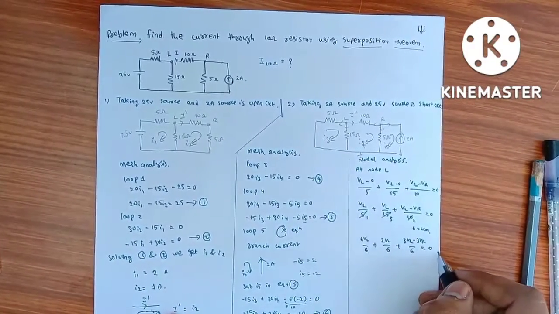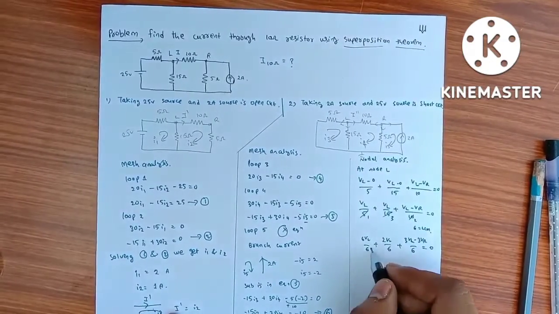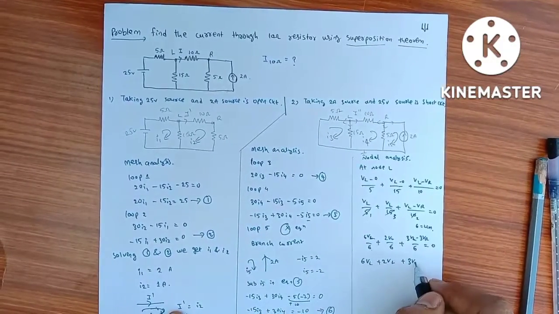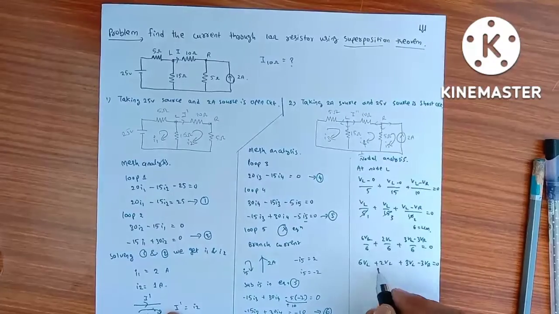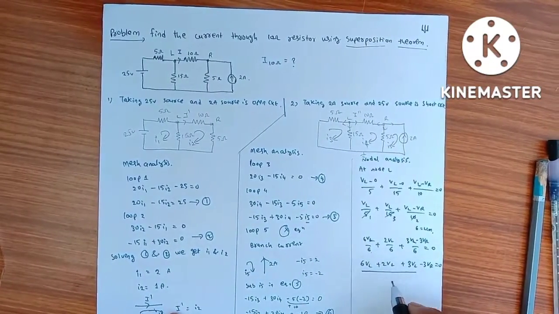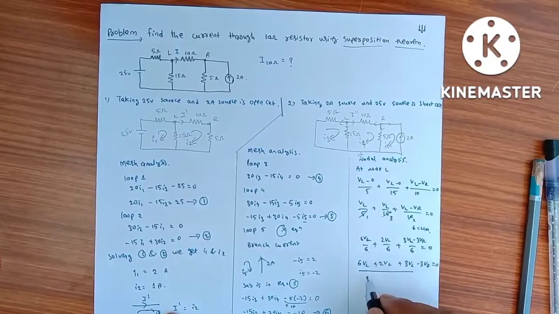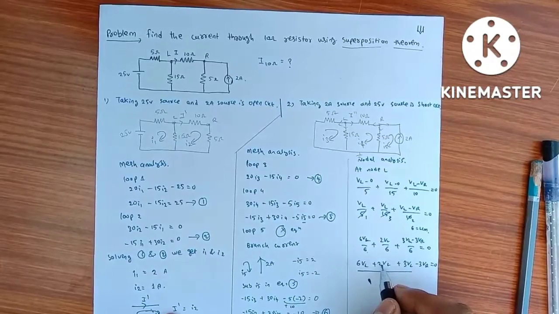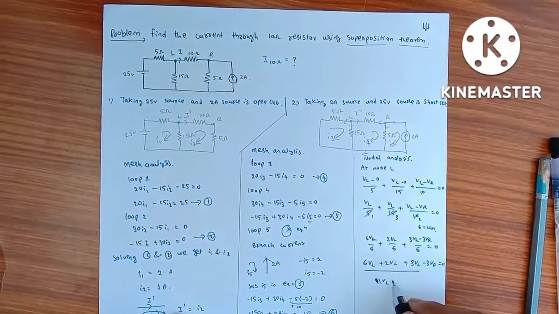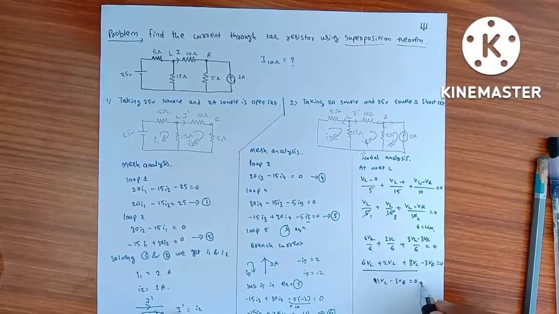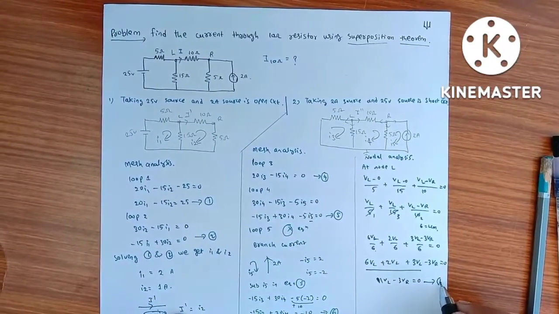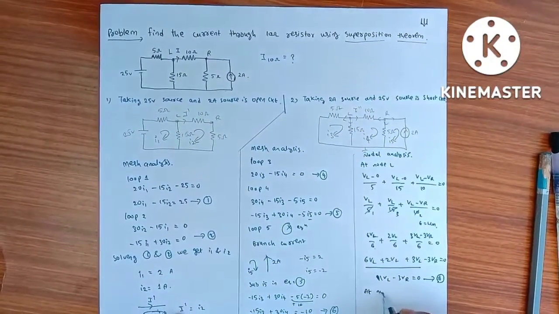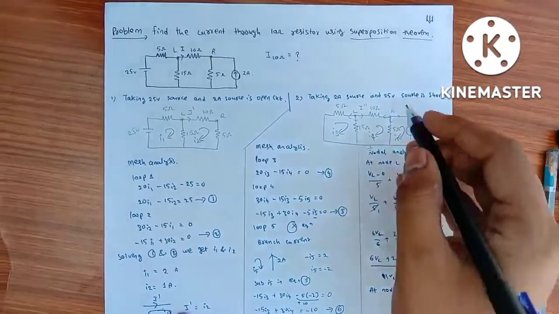Take this 6 to the other side of the equation, so this 6 gets cancelled. Now we are left over with 6 VL plus 2 VL plus 3 VL minus 3 VR equal to 0. Now these three terms we are summing, so we are getting 6 plus 2 is 8, 8 plus 3 is 11 VL minus 3 VR, which is equal to 0. Consider this as equation number 7.